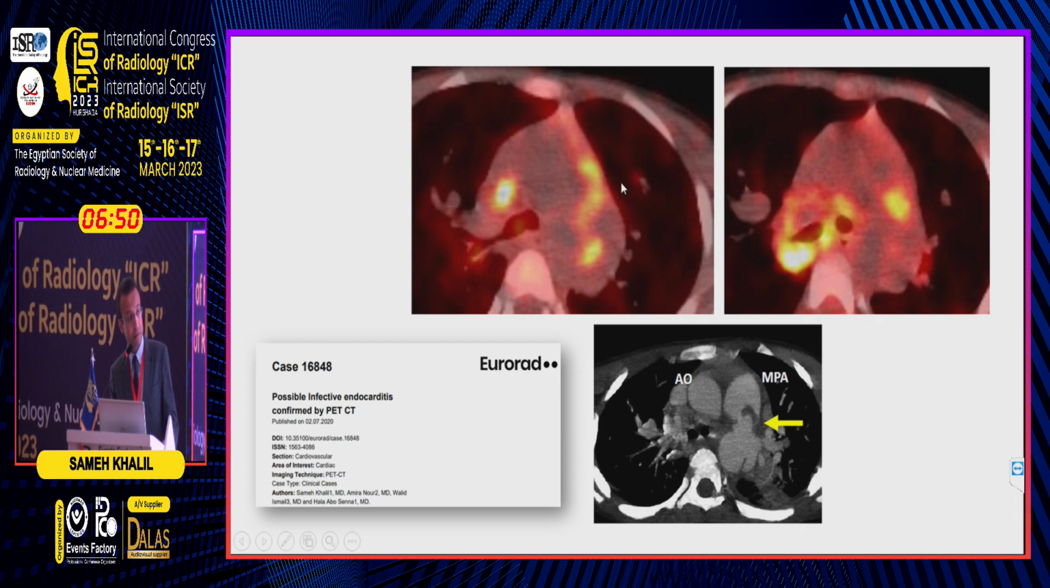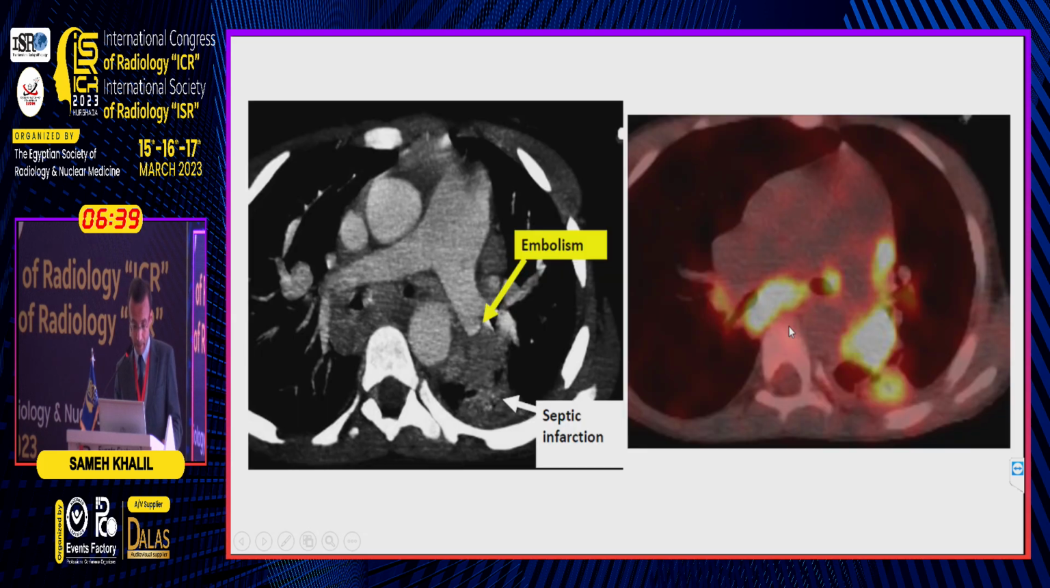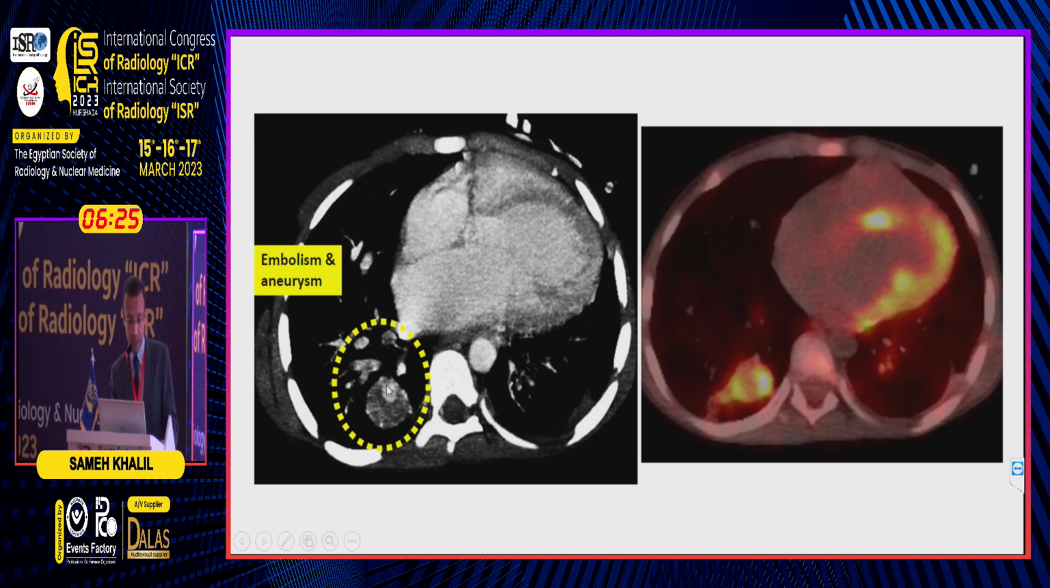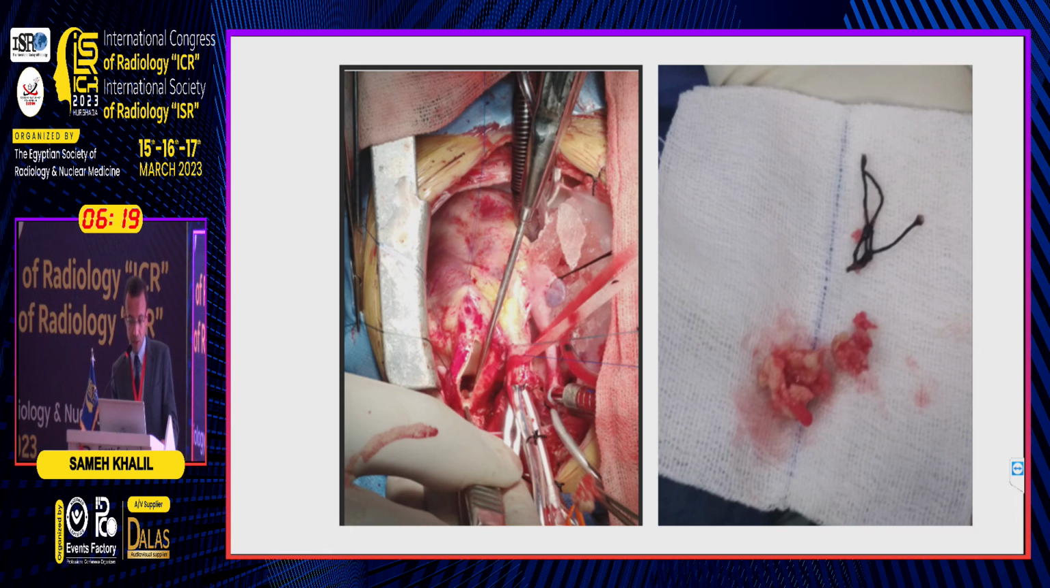With FDG injection, we have activity in this filling defect, so we have vegetation inside the operation bed. And also, we have septic pulmonary embolism and septic infarction. This is totally beyond the scope of cardiac MRI and cardiac echo. Also, we have infection and aneurysm in the pulmonary arteries. This patient was operated on, and this was aspergillus infection. Actually, the patient was culture negative.